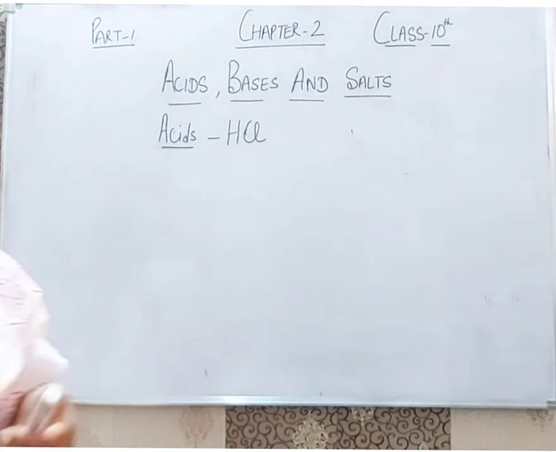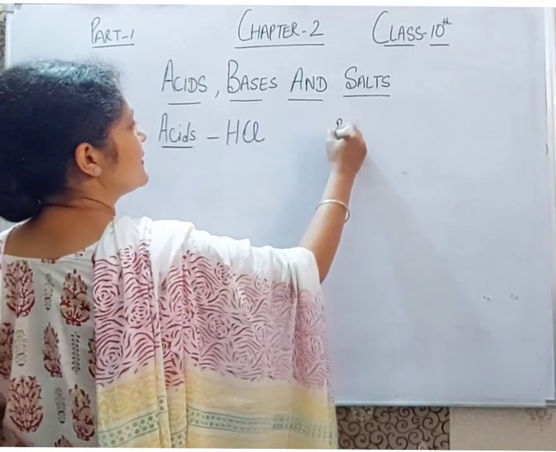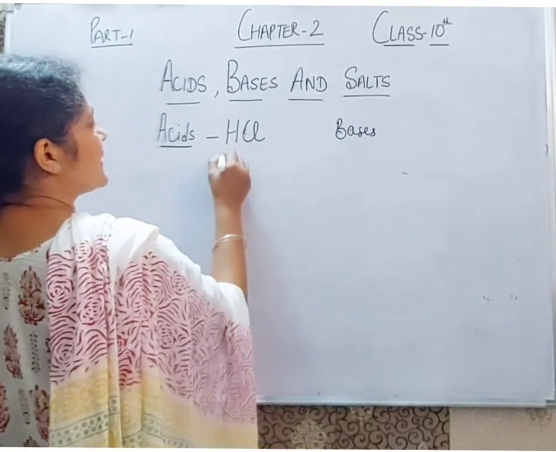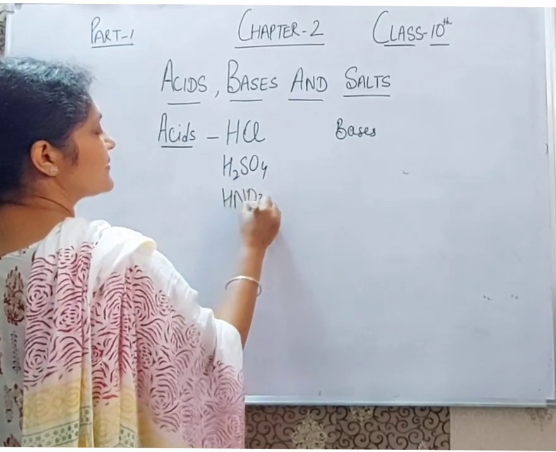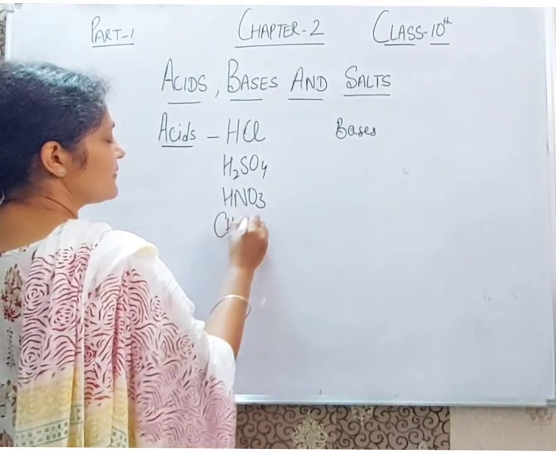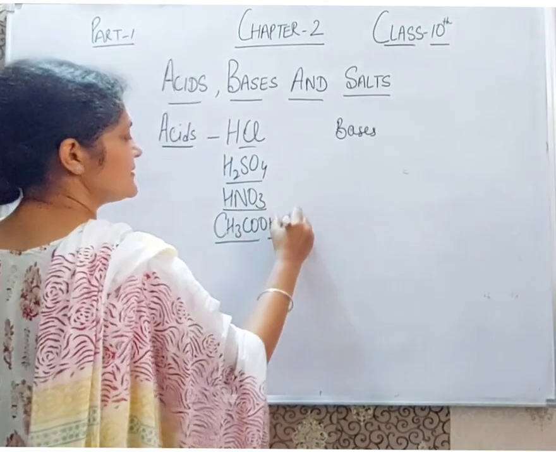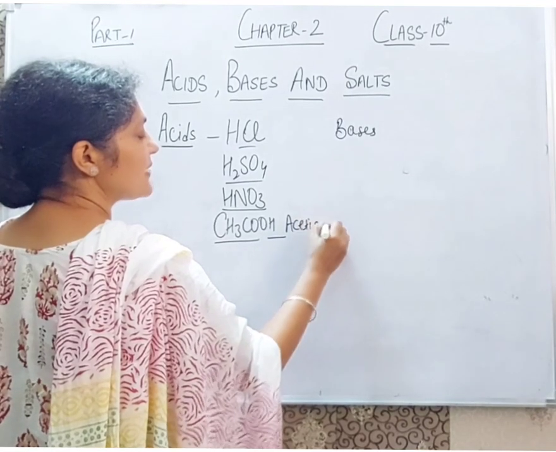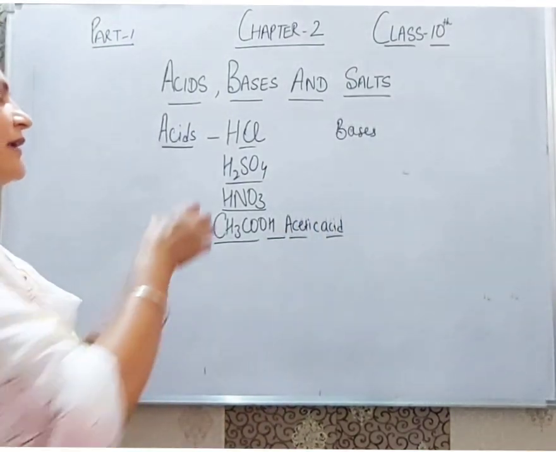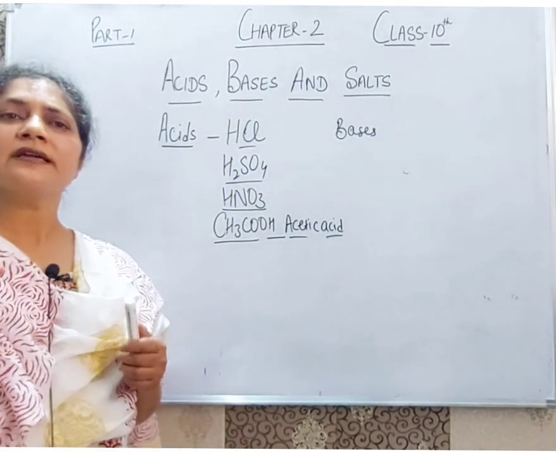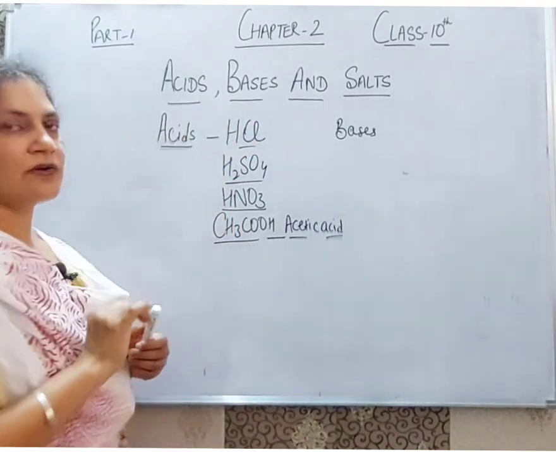Now students, as we see acids, here I will write: HCl, H2SO4, HNO3 nitric acid, and here we also have acetic acid. Now students, as you know, acetic acid is a weak acid and HCl, hydrochloric acid, is a strong acid. Why is it a weak acid and why is it a strong acid?